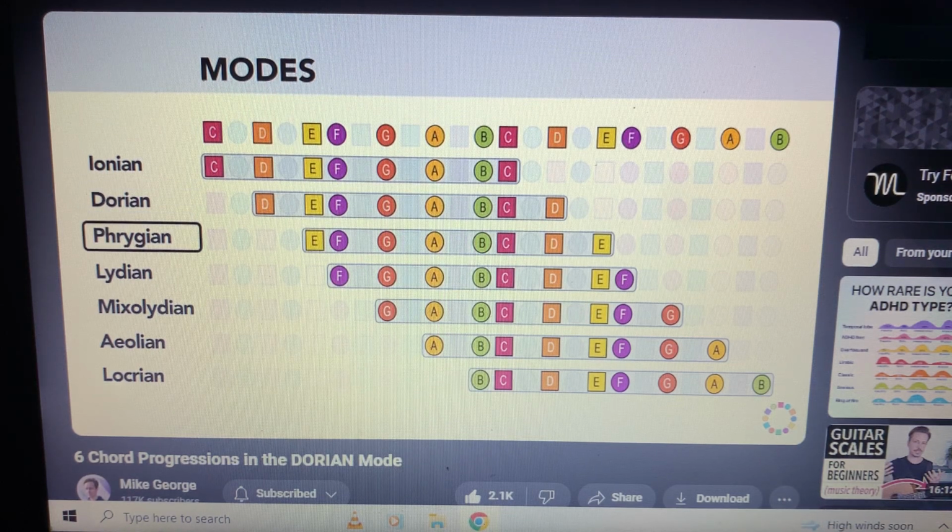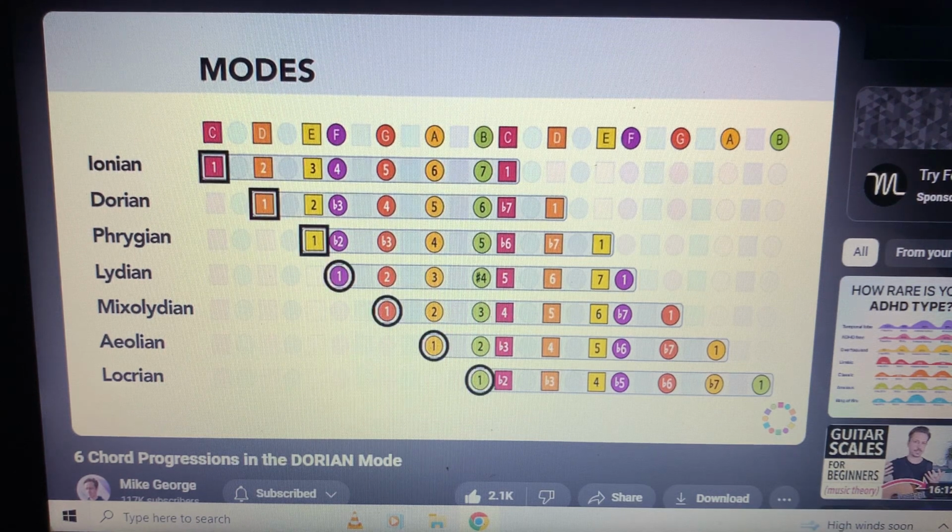Starting on the third scale degree, or E in this case, we get the Phrygian mode, and then the Lydian mode, Mixolydian, Aeolian, and Locrian. 7 different modes or permutations of the source scale, which in this example is C major. These are called relative modes because they're all related. They all stem from the same shared pattern. But each separate mode has its own sequence of notes, its own interval pattern that gives it a distinct sound.